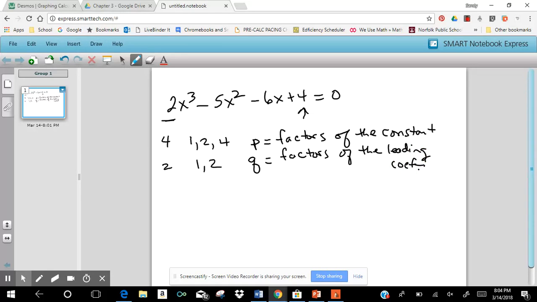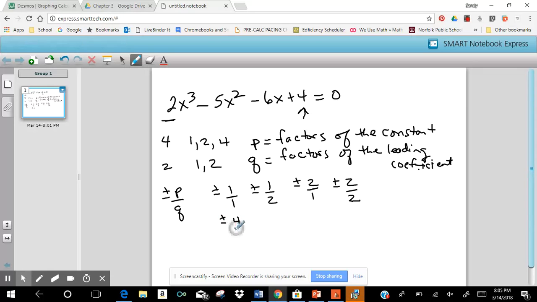So the next thing I need to do is list all the possible rational zeros. So I'm going to do plus or minus p divided by q. So for this particular problem, it is plus or minus 1 over 1, plus or minus 1 over 2. So I take each p number and divide it by each q number. So my next p number is 2, so I'm going to do plus or minus 2 over 1, plus or minus 2 over 2. My next p-value is 4, so I'm going to do plus or minus 4 over 1, plus or minus 4 over 2. Then what I need to do is reduce them, and if I have them written down once, I don't need to write them down again.